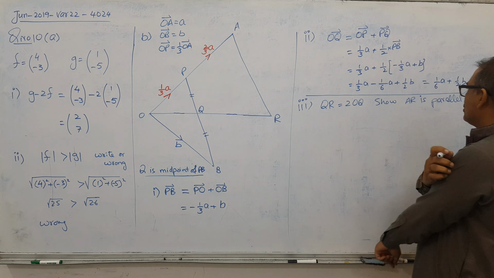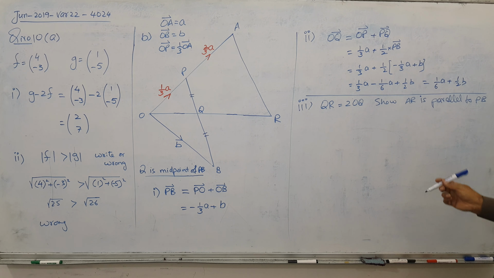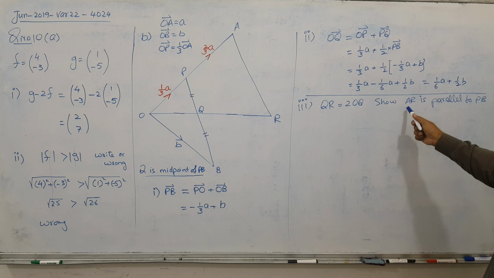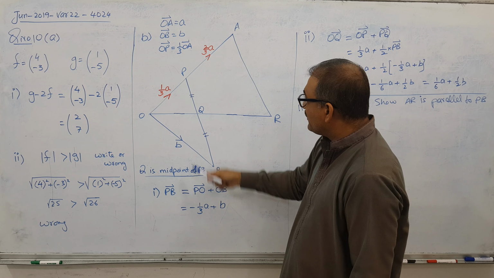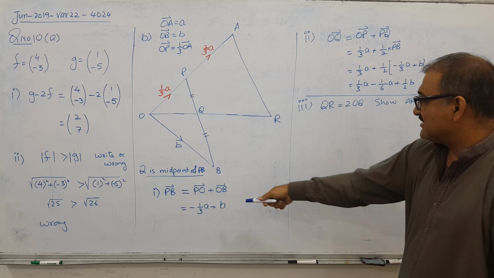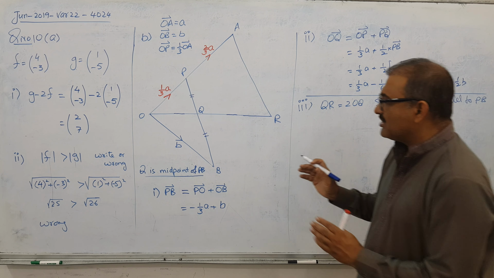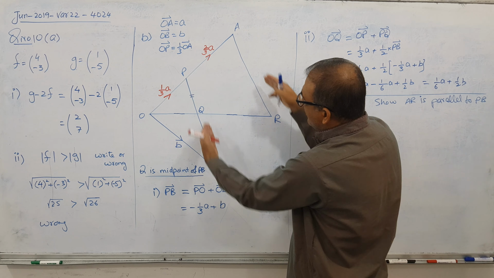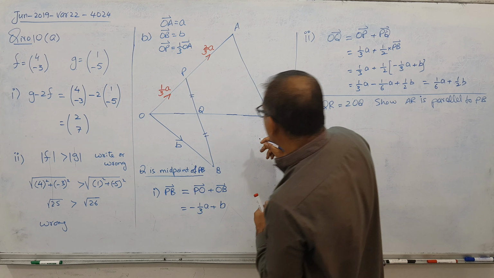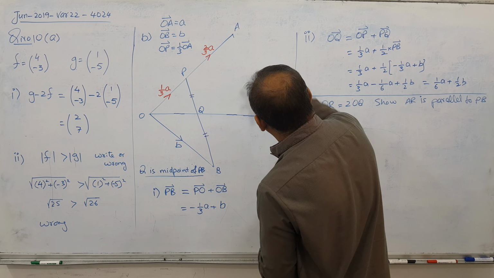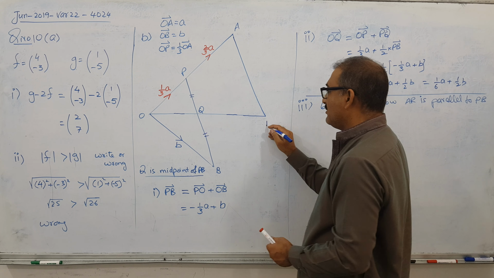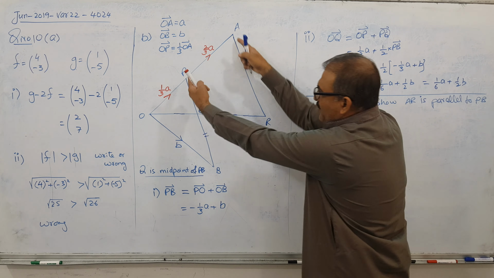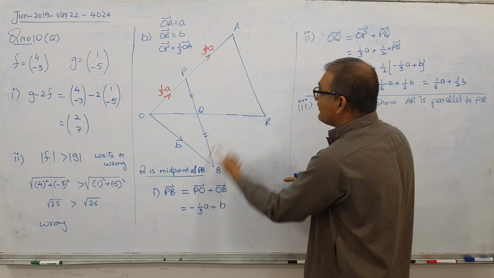Okay, according to the question, he's asking us to show that AR is parallel to PB. AR is this, PB is this. Whenever I need to prove them parallel, I try to make them look parallel. Now they are parallel, and this answer we have, and this I need.